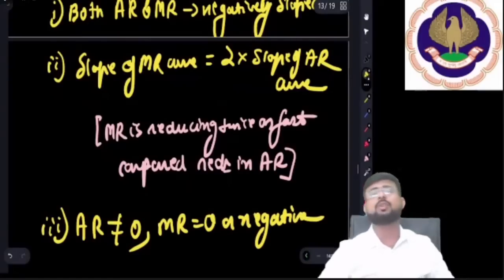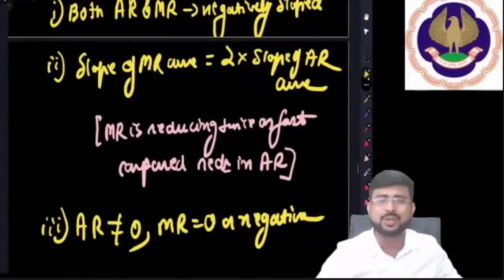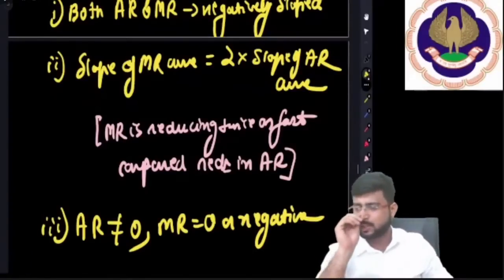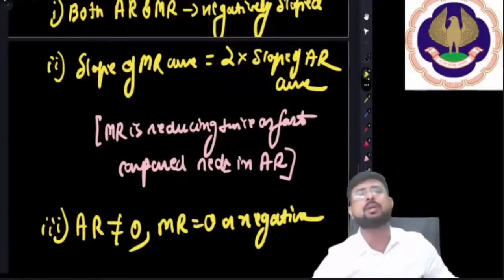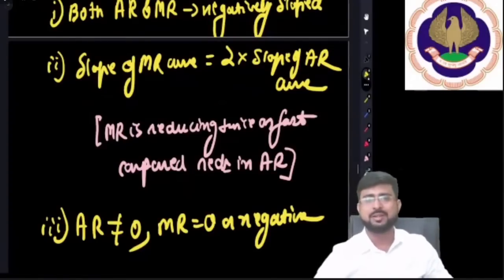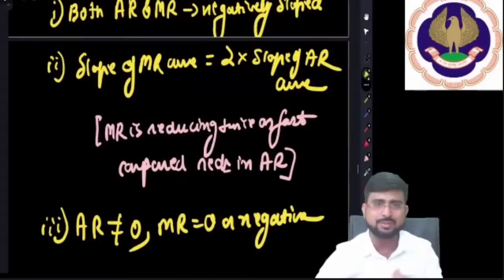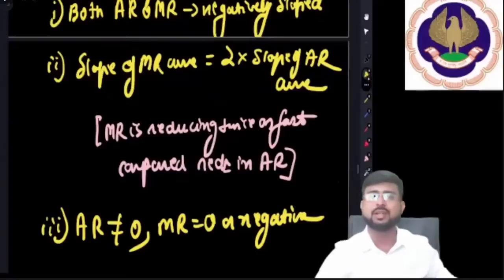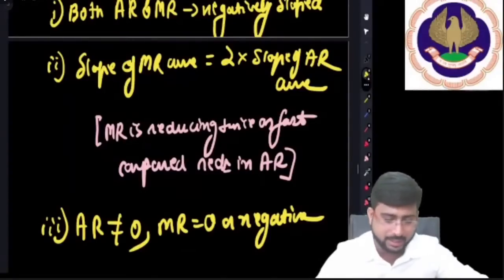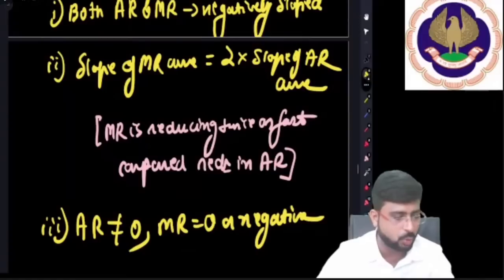It's much like the world of marginal utility that we were discussing, where marginal utility can become negative. Remember? But we had discussed that total utility will not become negative. So that's what we are discussing here. AR cannot be 0, but MR can be 0.